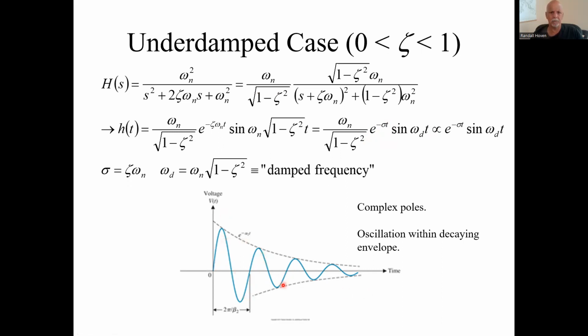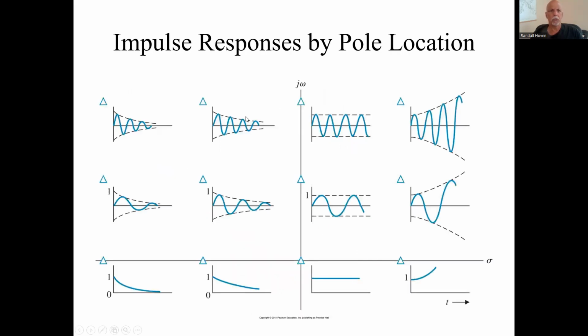It's oscillation in a decaying envelope. It's decaying because zeta is positive. So that's the idea. So here's what those impulse responses look like versus pole location. If the poles are strictly on the real line, you just get exponential decay. How far left the poles are tells you how fast it decays. If it's in the right half plane, it's exponential growth. If it's exactly on the imaginary axis, it's just constant.